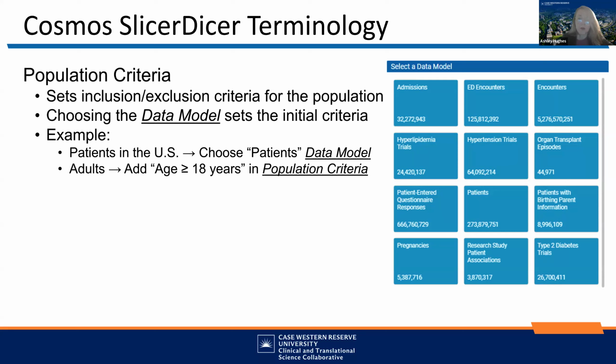So if you recall from our research question, we did want to select patients who were diagnosed with hypertension who were adults. So we would select then the patient data model. And as part of our population criteria, we would narrow this down to just look at adults who have hypertension. We're not interested necessarily in pediatric hypertension based on our research question.